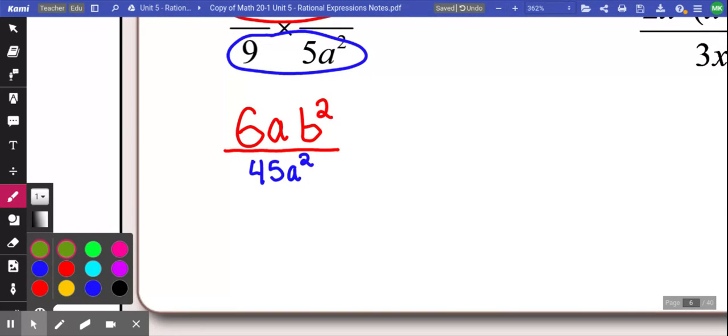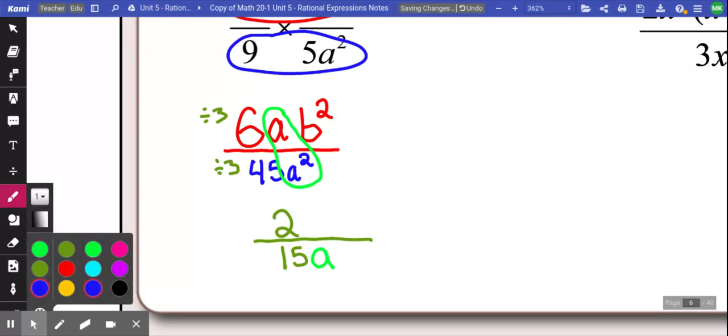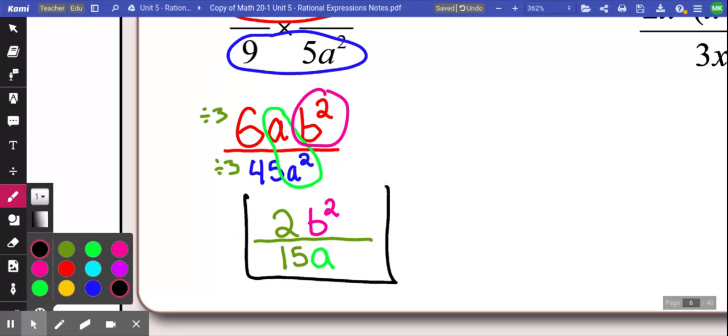6 and 45 both divide by 3 to become 2 on the top and 15 on the bottom. Then my A's, I have 1A on the top, 2 A's on the bottom. That means I'm going to be left with 1A and it's going to be on the bottom. And my B squared is just sitting up top still. My answer is 2B squared over 15A.